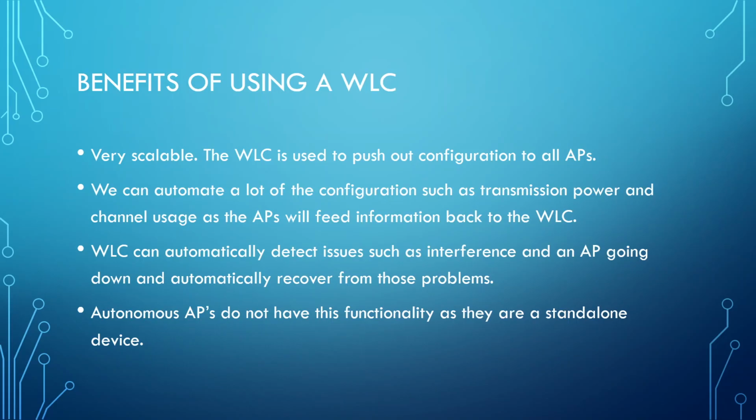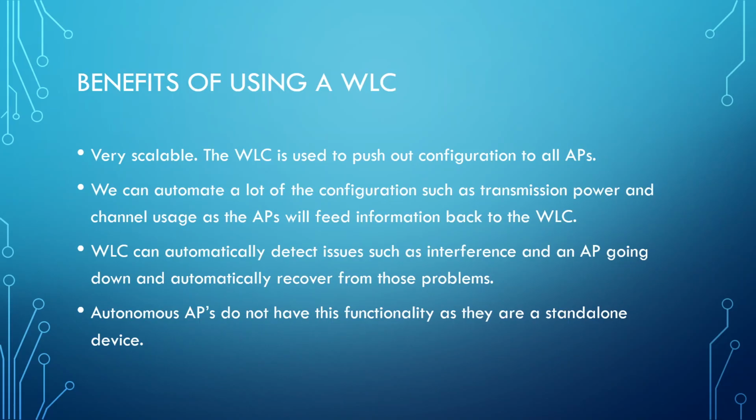So essentially what happens is that these lightweight access points feed information back to the wireless LAN controller. Based on this information, the wireless LAN controller can say, okay, I want AP1 to transmit at, let's say, power 1, AP2 to transmit at power 3, AP3 to transmit at power 6. And because this is done through an automatic process, this can change.